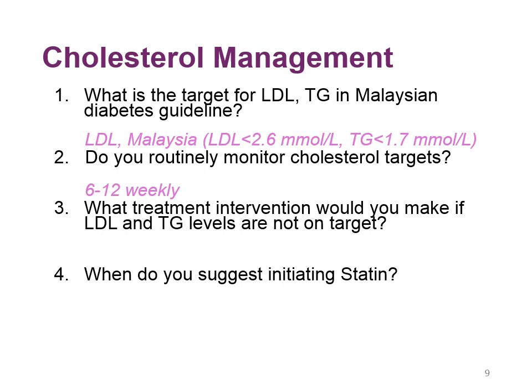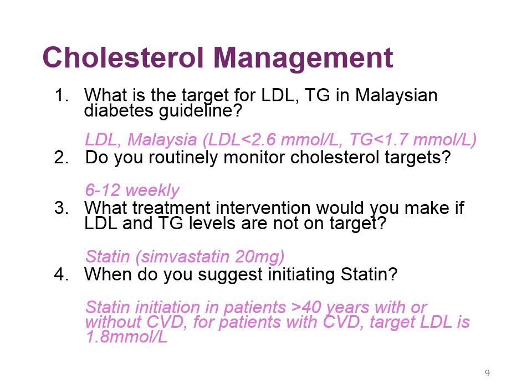The third question is, what treatment intervention would you make if LDL and TG levels are not on target, especially for Agatha? So it would be a statin, for example, simvastatin 20 milligram. So when do you suggest initiating statin? So remember the indicators in the Simpler tool. There is the indicator that states it should be initiated in patients more than 40 years with or without cardiovascular disease. For patients with cardiovascular disease, the target LDL is 1.8 millimole per liter or less.